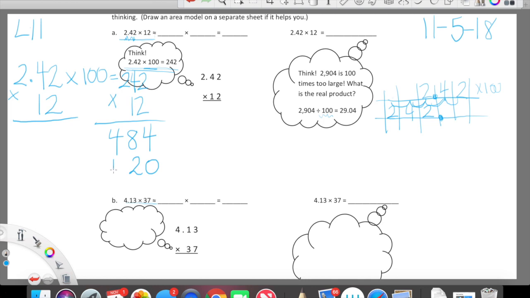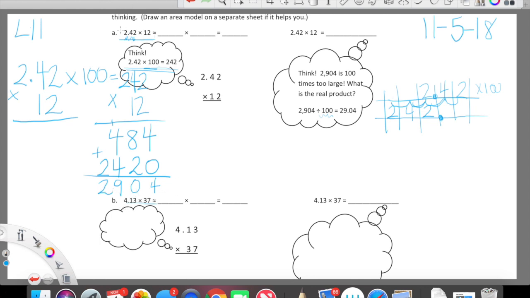1 times 4 is 4. And then 2 times 1 is 2. So we have 2 partial products. All we have to do here is add them up. We have 4, we have 10, we have 9, and 2. Okay, so 242 times 12 is equal to 2,904.